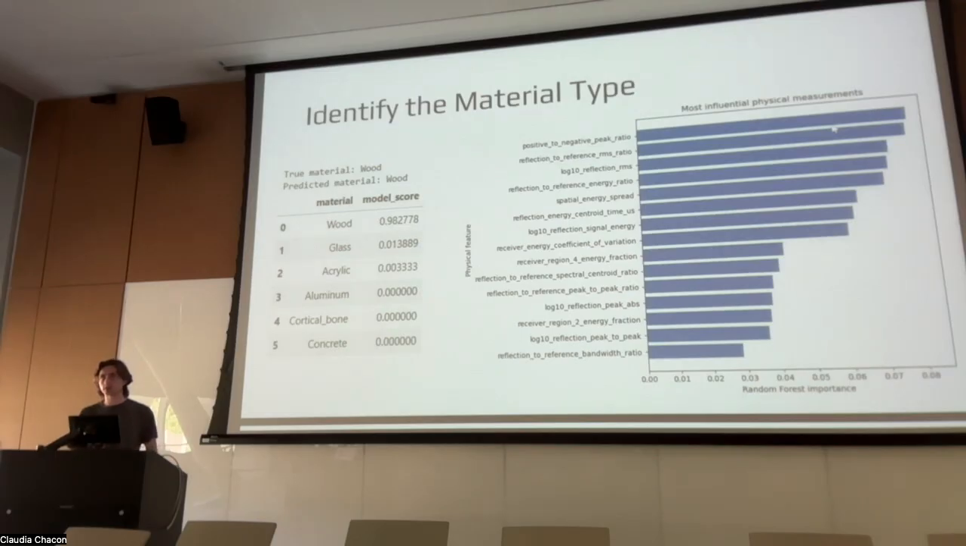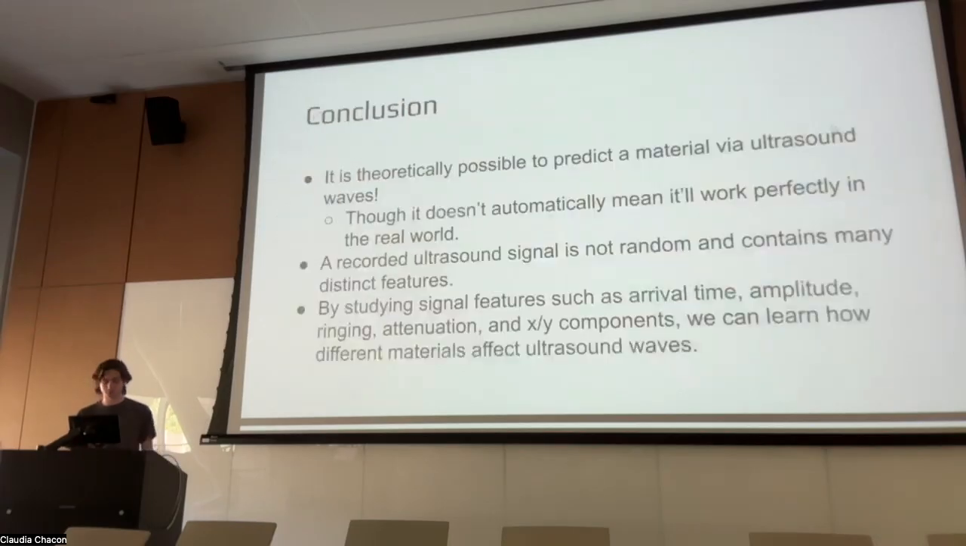After revealing to ourselves that it was in fact wood, we were like, okay, that's great, because it succeeded in that. There were so many of its characteristics. So here it shows the physical measurements that were most influential in this decision-making process. The positive to negative peak ratio was most different between the different materials. And since it was so similar to wood, it's able to say with a certain amount of confidence that the wave was one that bounced off of wood.